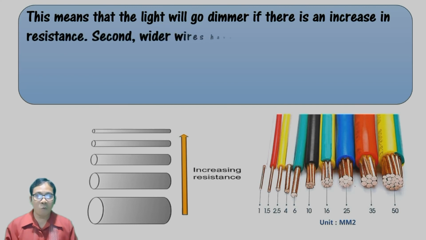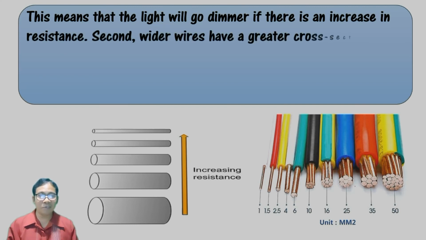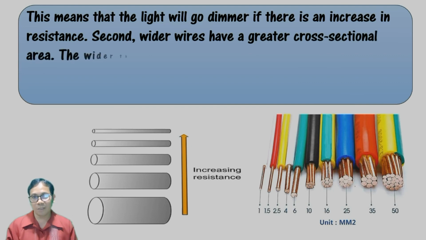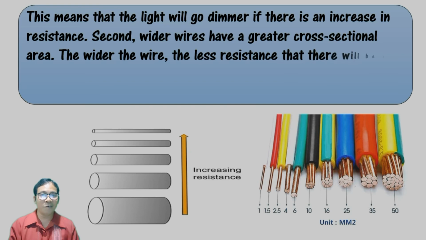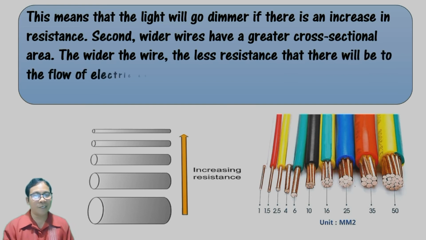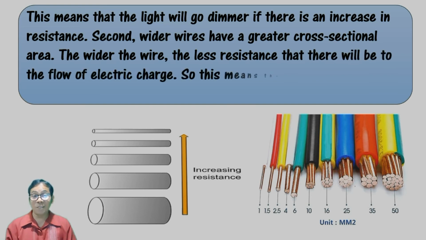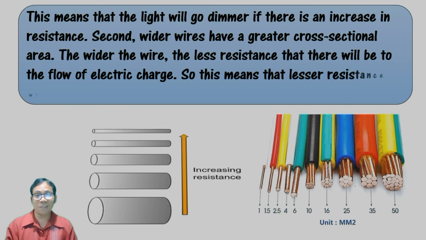Second, wider wires have a greater cross-sectional area. The wider the wire, the less resistance there will be to the flow of electric charge. So this means that lesser resistance will result in brighter bulbs.